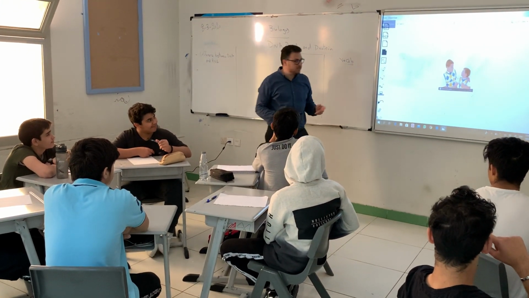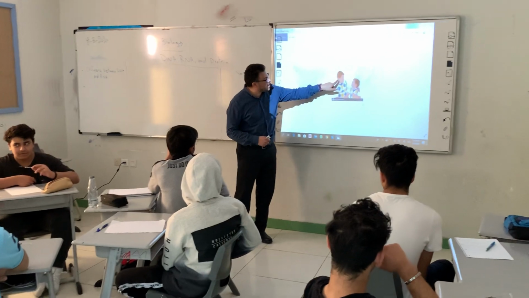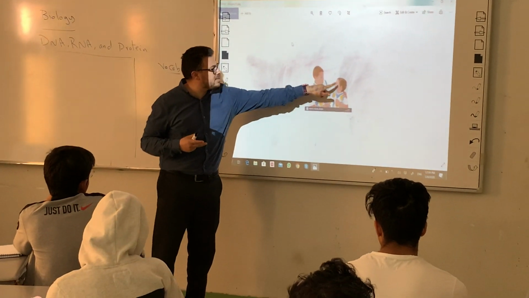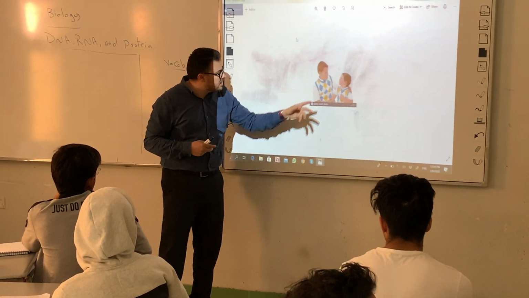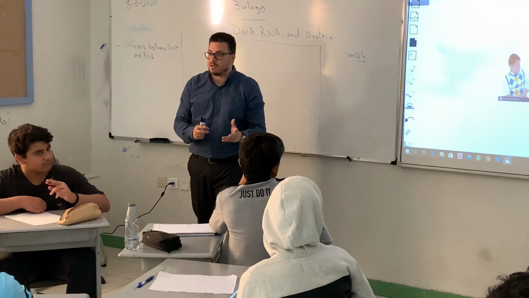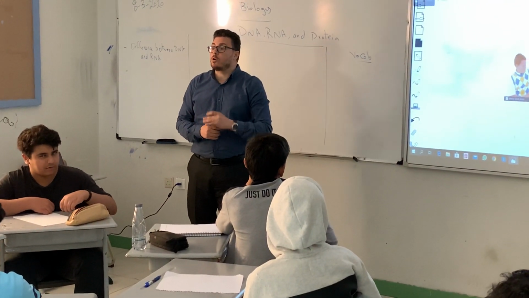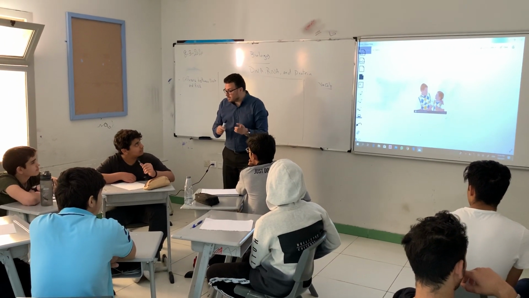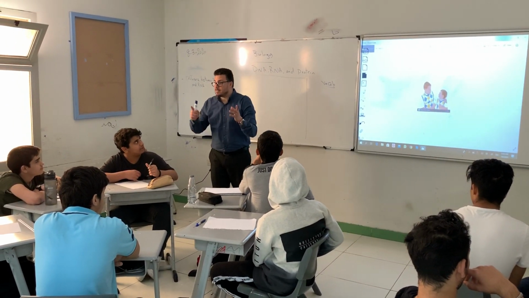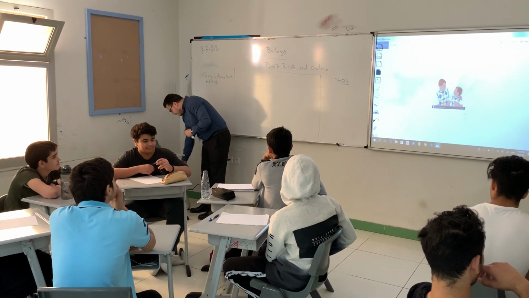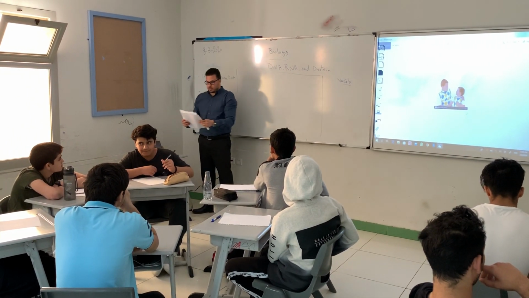Similar traits, good. When you look at them, approximately the same skin color, the same hair color, the structure of their bodies is approximately the same. So what causes that? Genes. The genes are made up of DNA. Good.